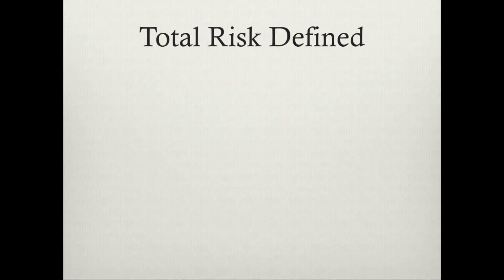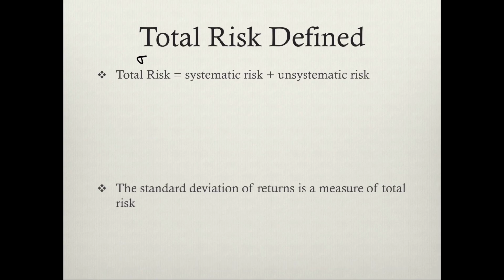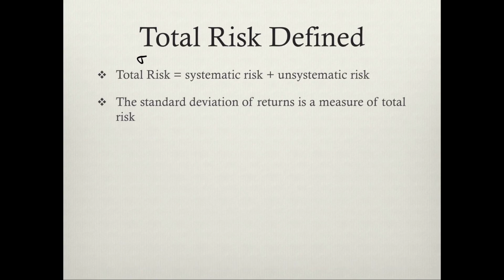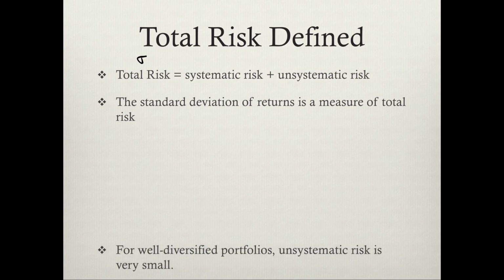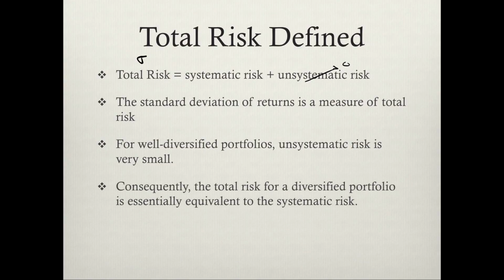So looking at total risk defined, remember that total risk measured by standard deviation has two components, your systematic risk and your unsystematic risk. Realize that the standard deviation of returns is a measure of this total risk. And so for a well-diversified portfolio, this unsystematic portion should be close to zero. It should be very small. So consequently, the total risk for a diversified portfolio is essentially equivalent to the systematic risk, the market risk of that portfolio. So all of the firm-specific risk has been diversified away. You're only left with the market risk of that portfolio.